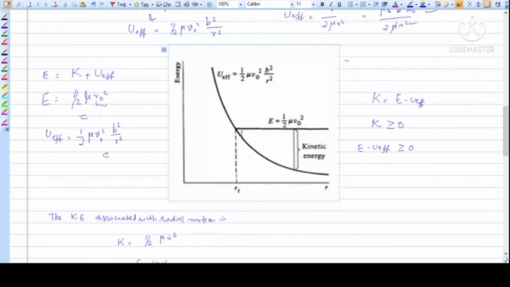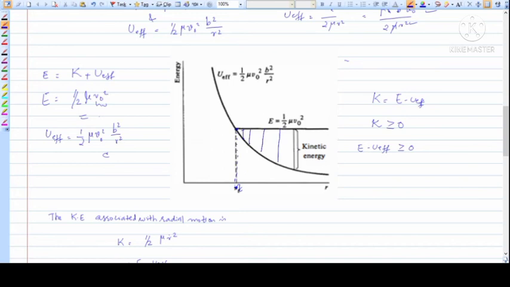At this point, the kinetic energy is equal to 0. The kinetic energy decreases when R decreases. When R decreases, the kinetic energy decreases, and at this point, U effective and the energy are equal. Therefore, at this point RT, the kinetic energy vanishes, and the radial velocity is 0.